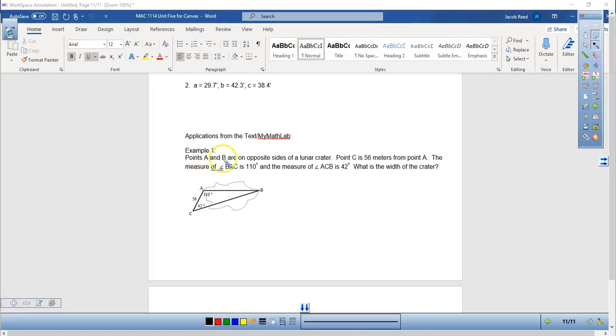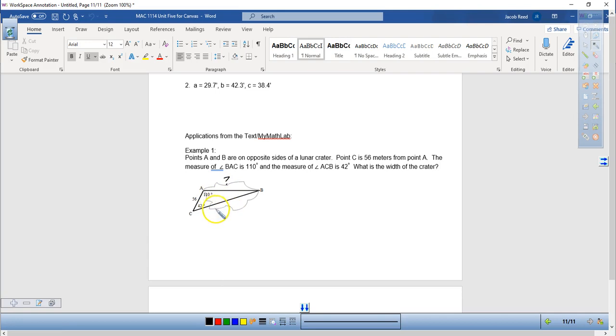Here, points A and B are opposite sides of a lunar crater. Point C is 56 meters from A. The measure of angle BAC, so B to A to C, is 110. The measure of angle A to C to B is 42. What is the width of the crater? Which means they're wanting this information here.